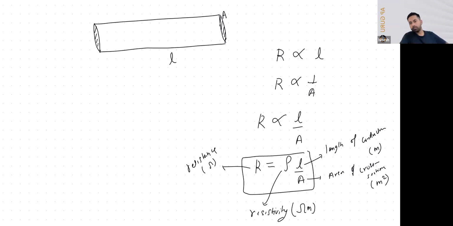Is it done? Okay, can you explain that? Basically, the resistance is proportional to the length of the conductor because the more length there is, the more obstacles there are in the way. And for the area of cross section, the thicker or bigger the diameter of it is, the less resistance there is because it's easier to go through.